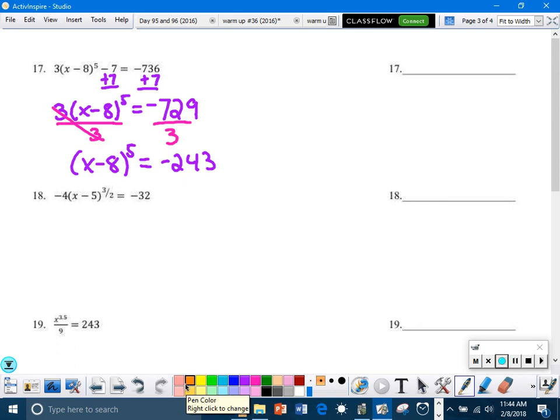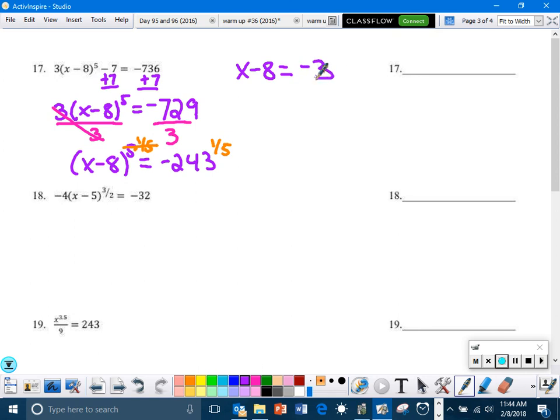Okay, next we need to get rid of the 5, so we're going to do the 1/5. Remember, what you do to one side, you do to the other. Alright, I'm going to need to move over here, so now I'm left with the x minus 8 equals. Okay, now, don't forget, the exponent is odd. An odd exponent tells us one answer. So we don't need to worry about a plus and a minus here. We just need to figure out what negative 243 to the 1/5 power is. Okay, and that's actually negative 3.